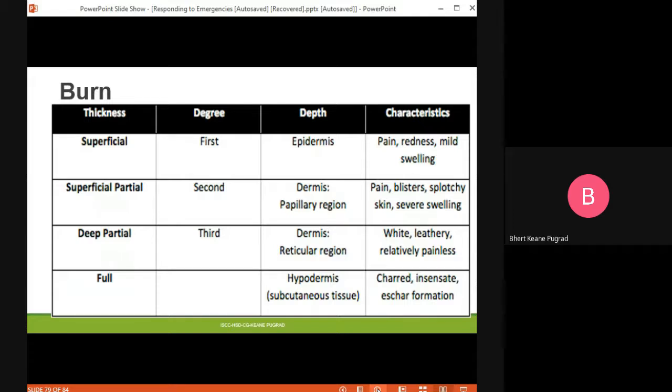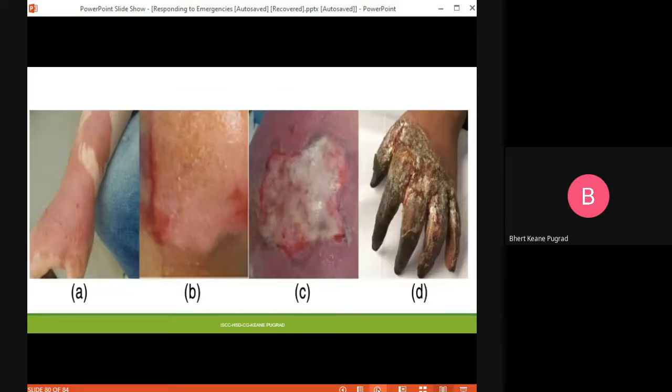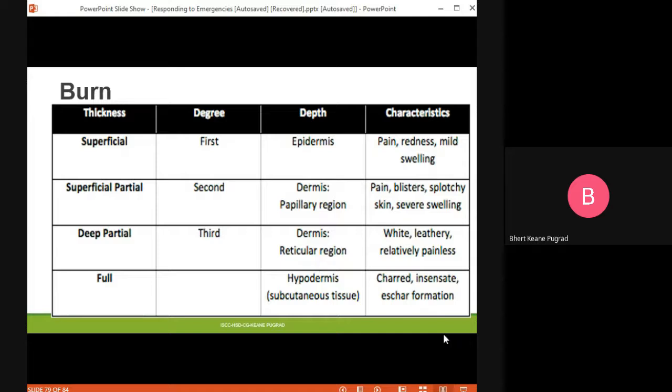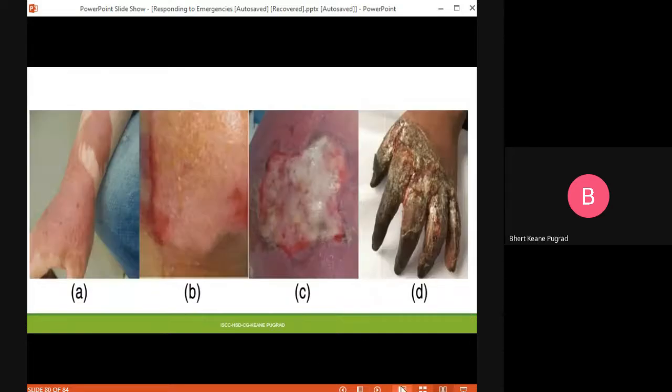Okay, next is burns. We have different classifications of burns: first degree, second degree, and third degree. First degree burn involves the epidermis or your outer skin. Second degree burn involves the epidermis and your middle skin. Third degree burn also includes the epidermis, the muscles, and the subcutaneous tissues. Or we call them superficial, superficial partial, deep partial, and full thickness burns.